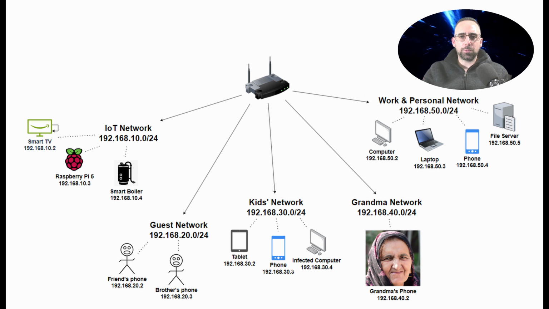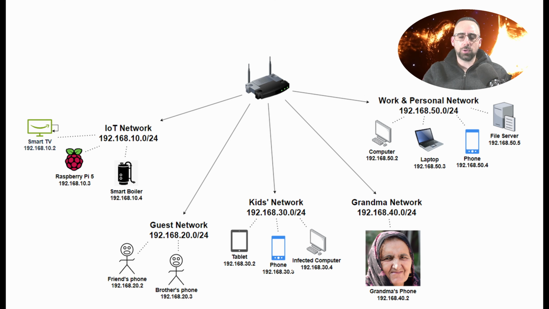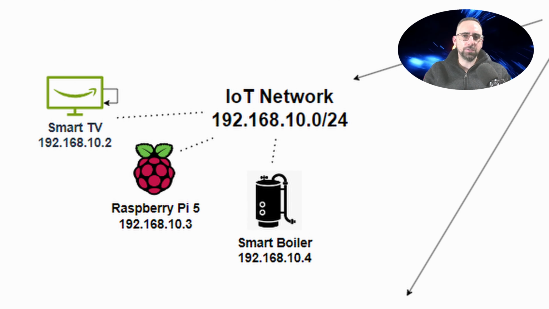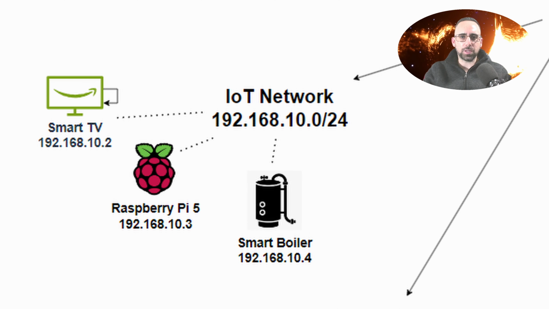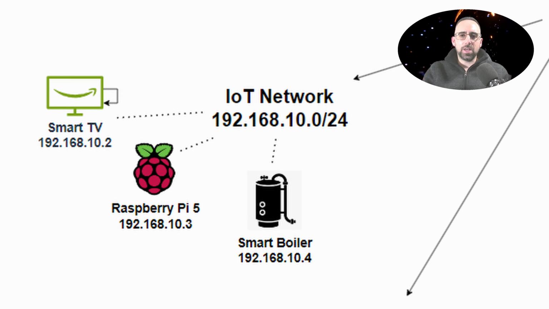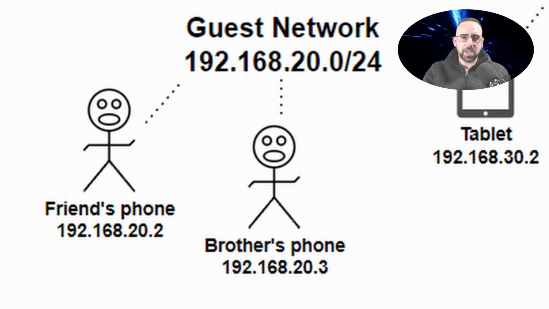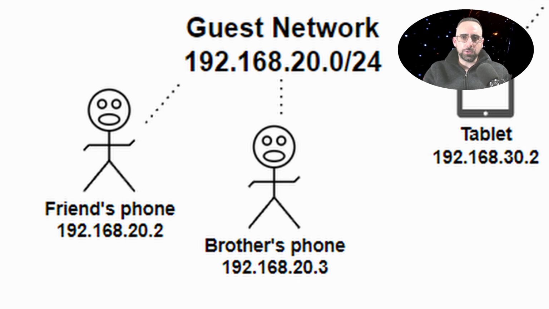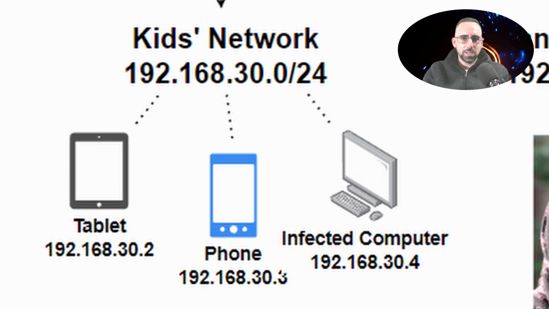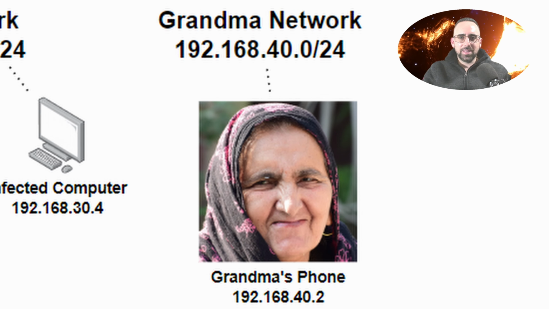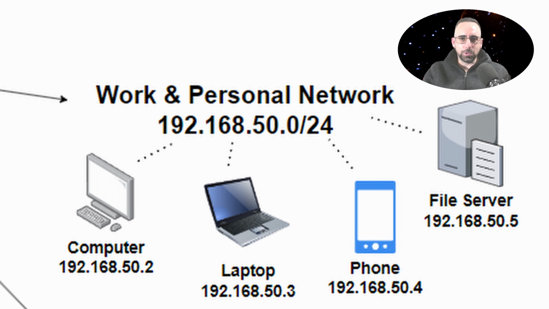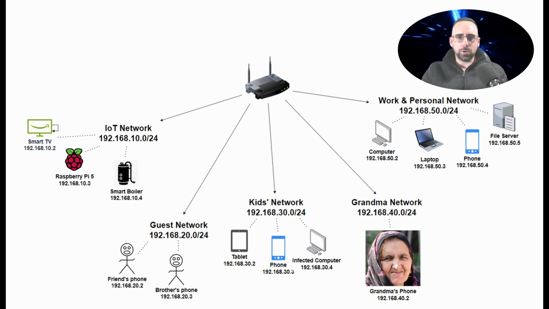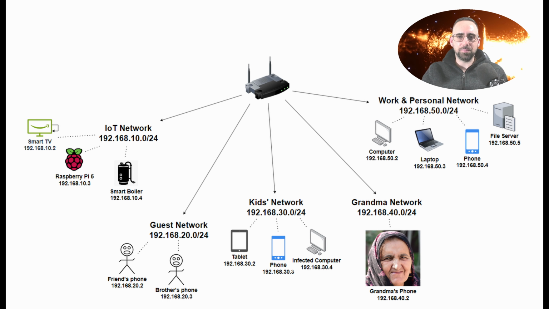So you've created separate subnets for different purposes in your household. You can say one of them is your IoT network for all your IoT devices, Raspberry Pi, smart TV, smart boiler, etc. And then there is a dedicated network for guests, for friends, for annoying siblings. And there is of course one for your kids and all the malware they download. And there is one for your grandma. And there is one for you and your work and your personal stuff. You following, yeah? But the rule of thumb here is that those networks are logically separated by default.